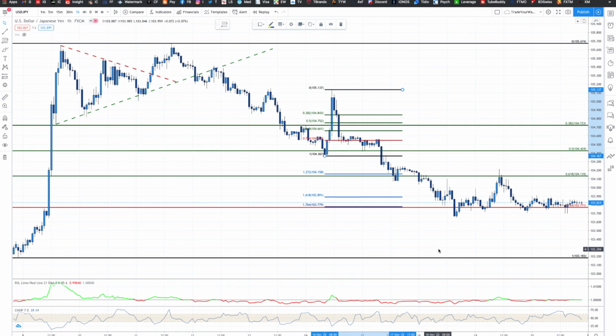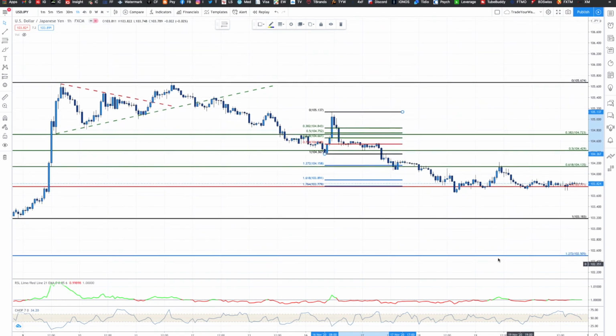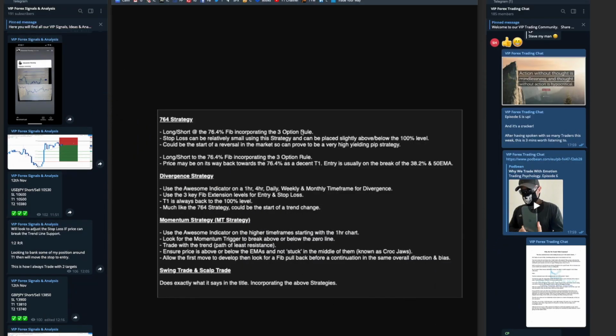The second option would be that it comes down and puts in a full retrace 100%. Third option is that it goes down and hits one of those extension levels and makes a new low. And so they're the 3 options that we look at, hence the name, the 3-option rule, which we can talk about in more detail.